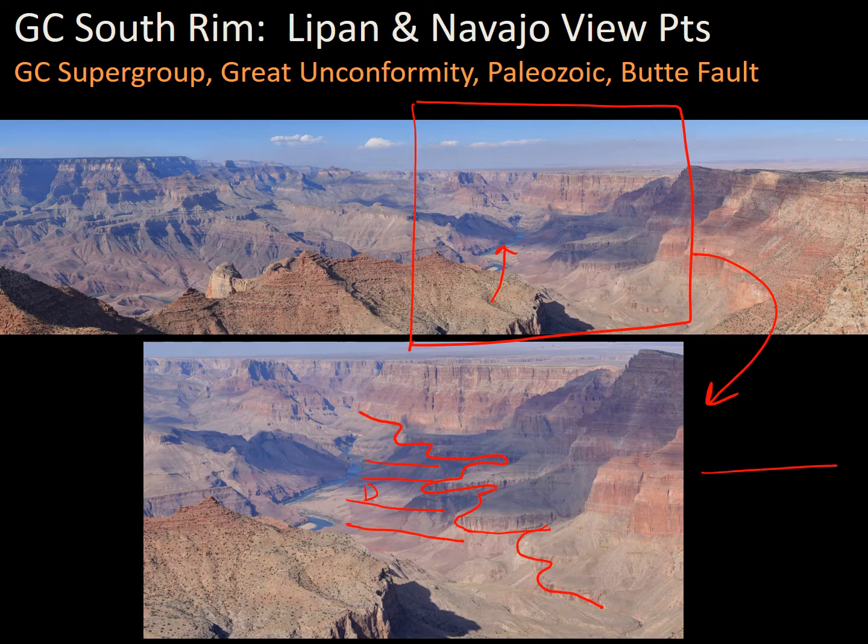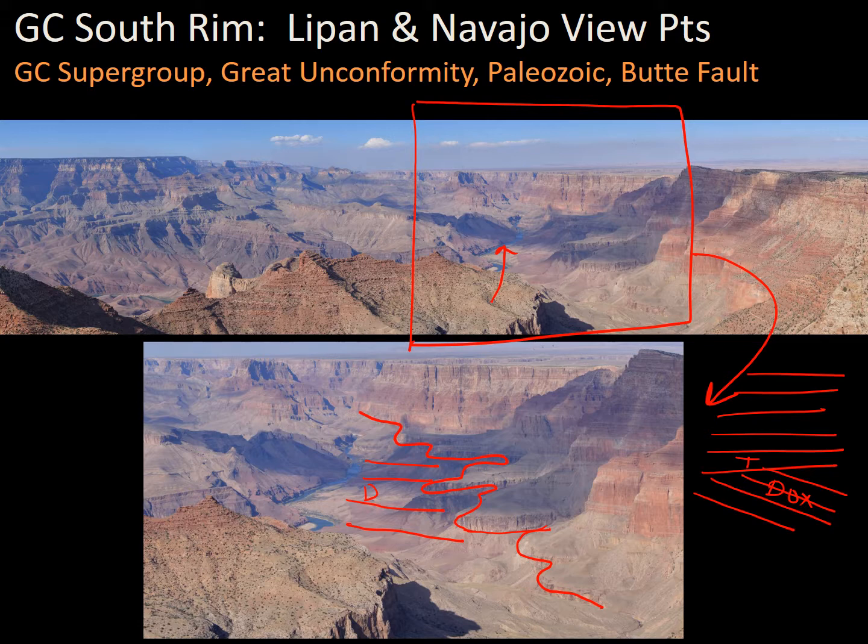Here we have the dipping Proterozoic supergroup rocks. For example, here's the Dox in front of us, overlain by the Tapeats Sandstone, and then the rest of the Paleozoic layers above it. From here, we can also get another good view of the Butte Fault and some evidence of how motion on that Butte Fault led to the distribution of the rocks we see here. So let's zoom in on an area roughly there.